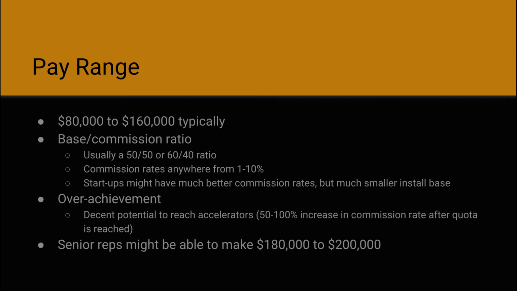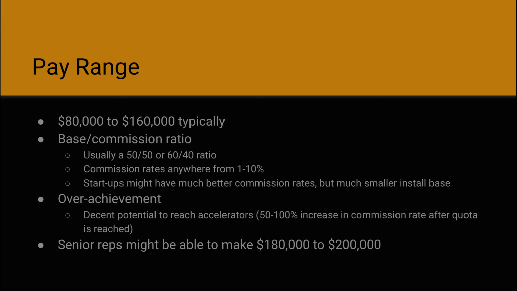Those commission rates might be anywhere from 1 to 10%. This really depends on the size of the deals. So if you're selling really large deals, that might actually lead you to a smaller commission rate. But there are cases where definitely at startups or companies that are a little bit more sales oriented, they might give you a better commission rate. I know I've seen in my personal offer letters, I've seen commission rates from about 3% all the way up to 10%. And depending on the average selling price of each deal, this is something that could change quite drastically.